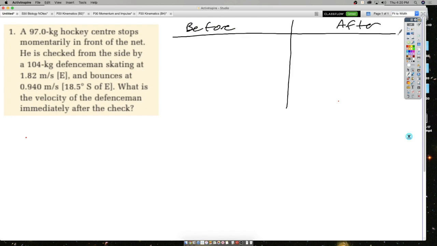So before, we have a center who is stationary. So VC equals 0, VC initial, right? And he's checked from the side by a 104 kilogram defenseman skating at 1.82 meters per second east. So the defenseman initial, east. Now that's all in the x-axis, right?